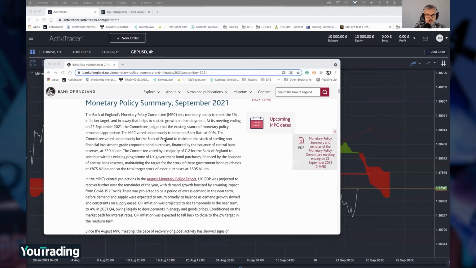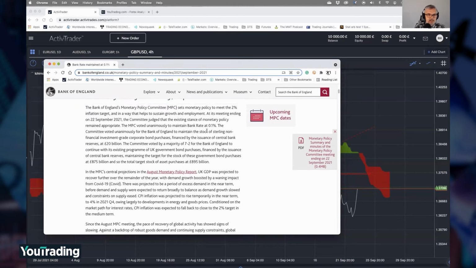So the MPC voted unanimously to maintain the bank rate at 0.1%. That was expected. And last night, you'll maybe remember the FOMC also kept their policy rate unchanged. And then the committee voted unanimously for the Bank of England to maintain the stock of sterling non-financial investment grade corporate bond purchases, financed by the issuance of central bank reserves, at 20 billion.